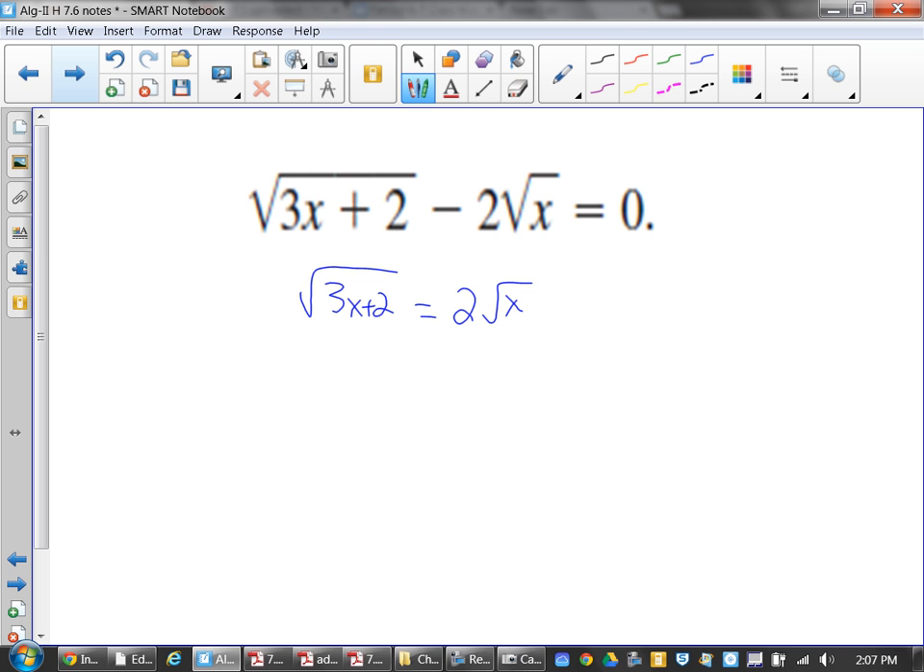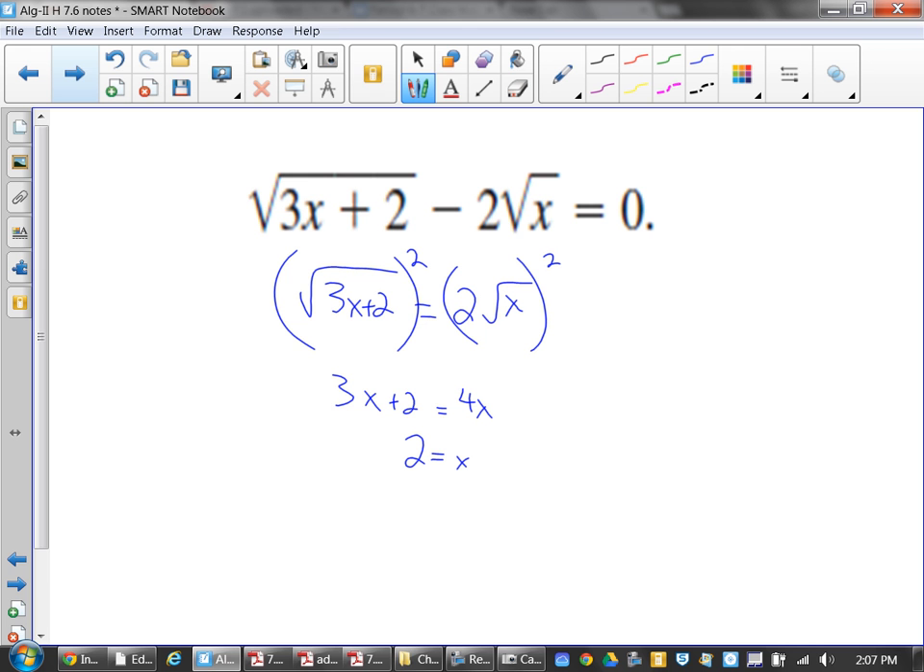I get that. Now I square both sides. Square root of junk squared is? We have 3x plus 2. This is a little bit different on the other side though, because it's 2 root x times 2 root x. 4x. Because when you square that, you get 2 times 2, root x times root x. So you have 4 root x squared, which is 4x. X is?